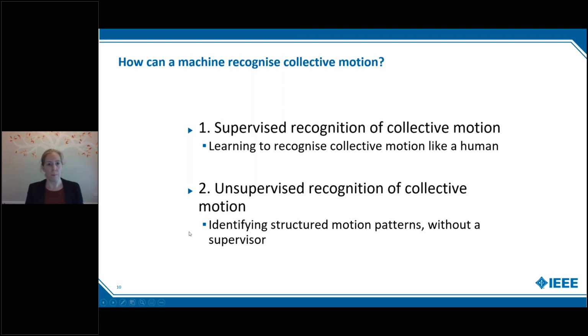So we thought that there's possibly also another way that we might be able to do this, which is unsupervised learning of the collective motion. So just recognizing structure when it's there, rather than having to be trained in advance. So the talk today, I'll have a look at both of these things. I'll go through the supervised piece first and then look at the unsupervised piece later on.